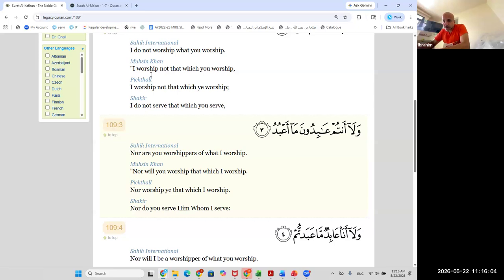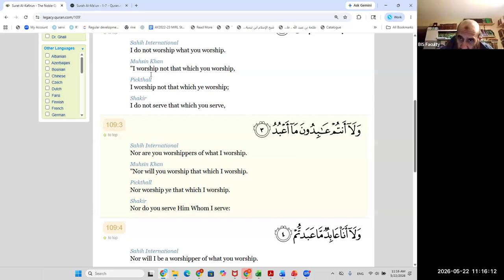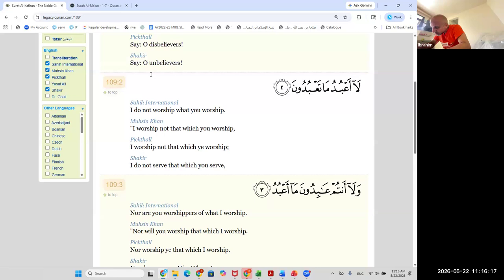Ma is the same kind of ma as before, so that's ism mawsul. And like the previous verse, we can consider it as maf'ul bihi, although in this case there's no verb. Verse 3 has no verb, but the ism al-fa'il can sometimes exhibit the behavior of a verb.